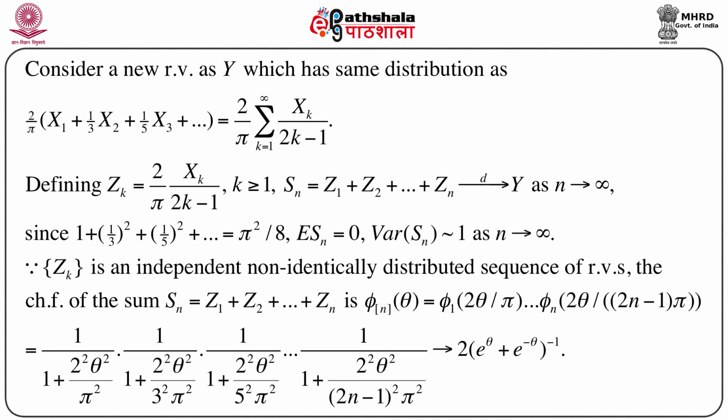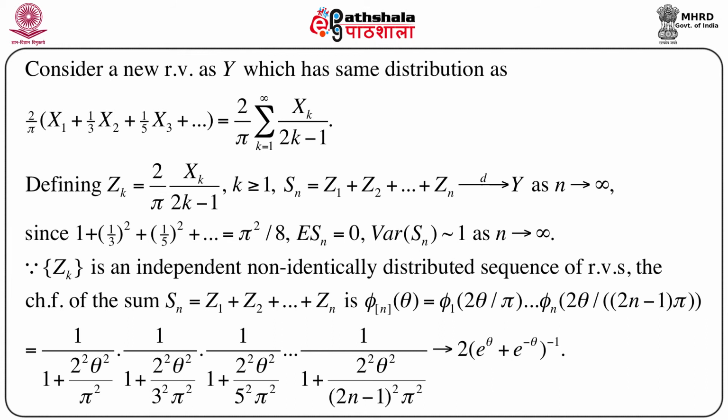Again, since they are independent, we can easily calculate the characteristic function of Sn, which we denote by φn(θ), which equals φ1(2θ/π) up to φn(2θ/((2n−1)π)). If we expand this, we get 1/(1 + 2²θ²/π²) times 1/(1 + 2²θ²/(3²π²)) times 1/(1 + 2²θ²/(5²π²)) up to 1/(1 + 2²θ²/((2n−1)²π²)).